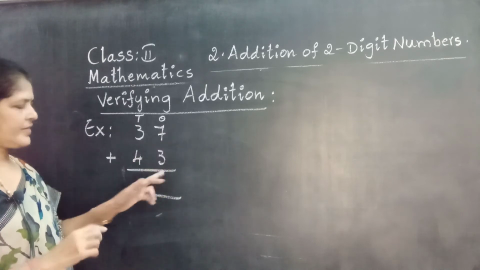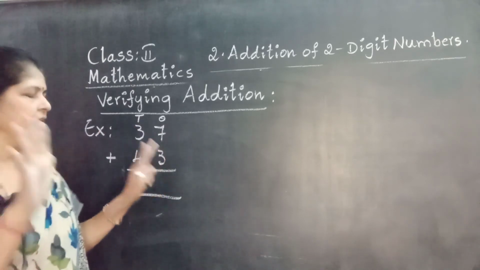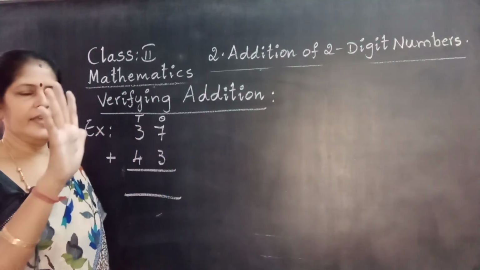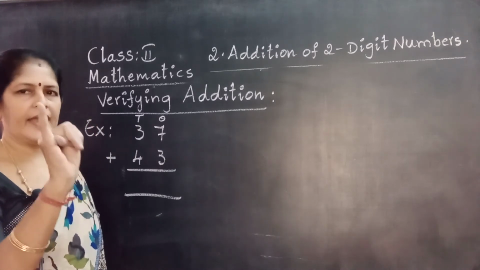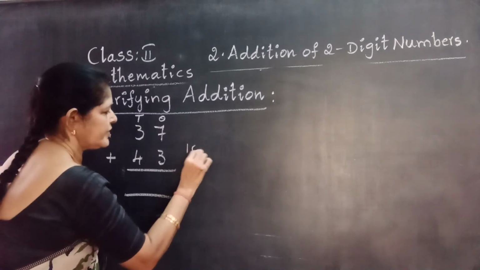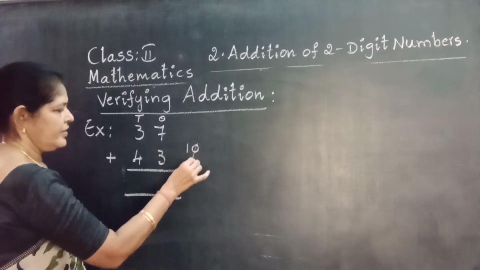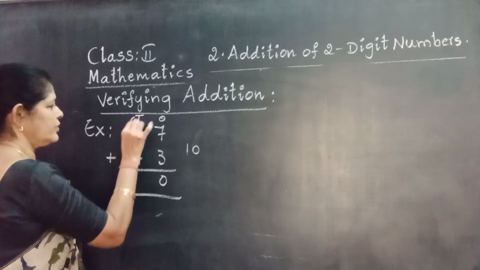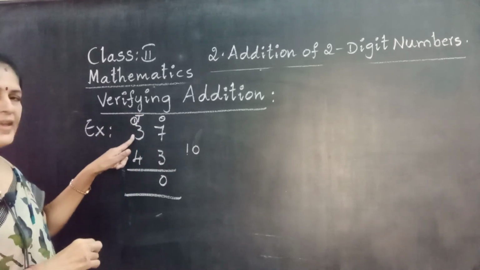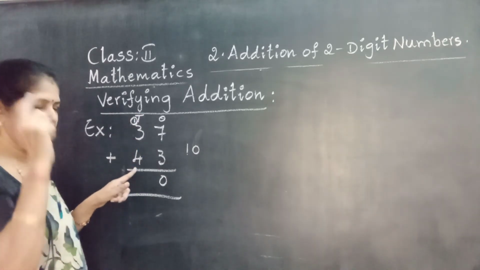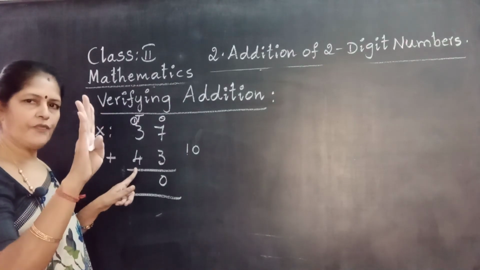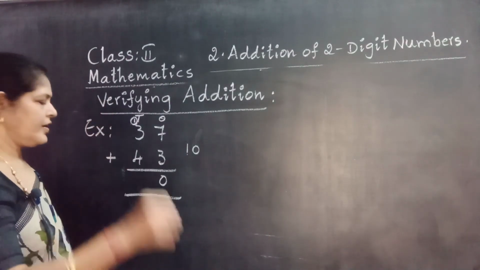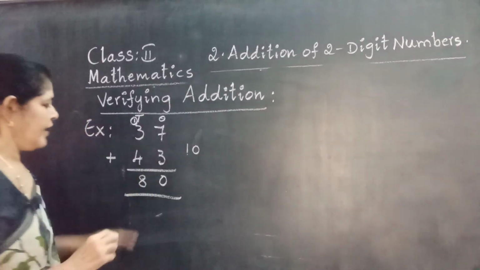First adding ones. Take 7 fingers. 3 after 4, 5, 6, 7, 8, 9, 10. 10 is a two-digit number. Right side, 0 write in the ones place. 1 carry to tens place. Now 1 plus 3, 4. 4 in the mind. Take 4 fingers. 4 after 5, 6, 7, 8. What is the total? 80.